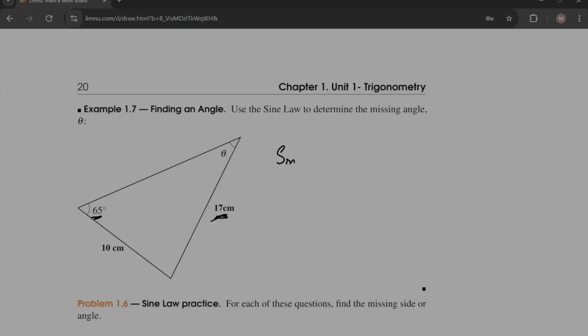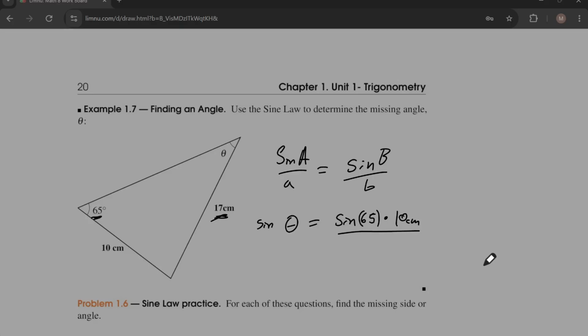We've got sine A over a is equal to sine big B over b, which means that theta is going to be equal to sine of 65. Well, actually, let's leave it as sine theta. I'll do it in two steps. Sine theta is equal to sine 65. Remembering my brackets, I'll write that out just to help you remember that. Times, well, we multiplied a over, so that's times 10 centimeters divided by little b, which is 17 centimeters.